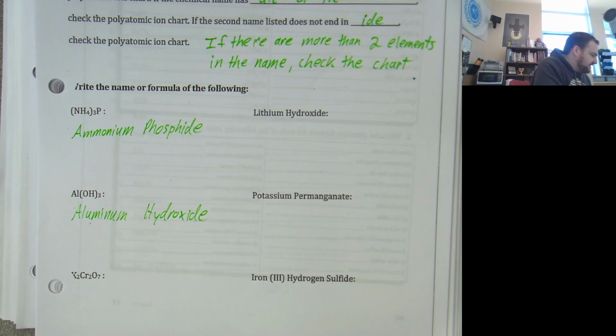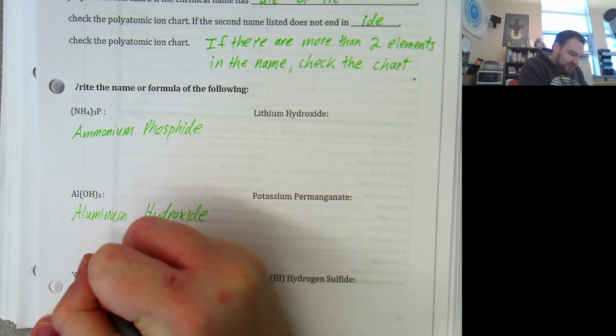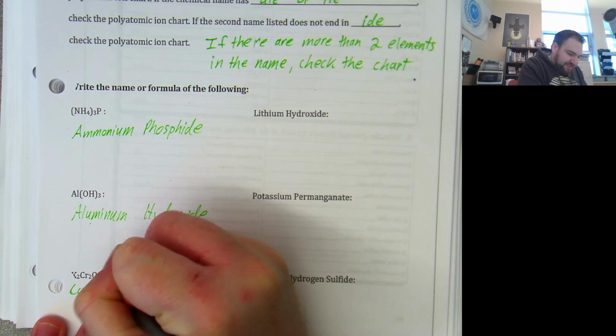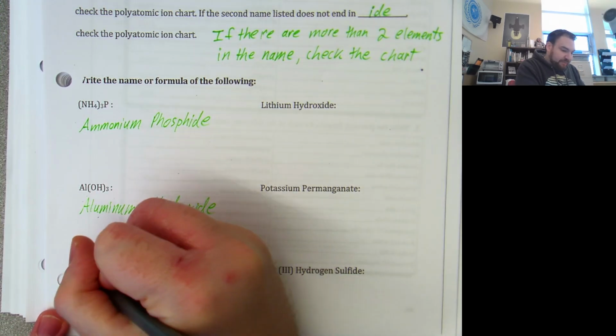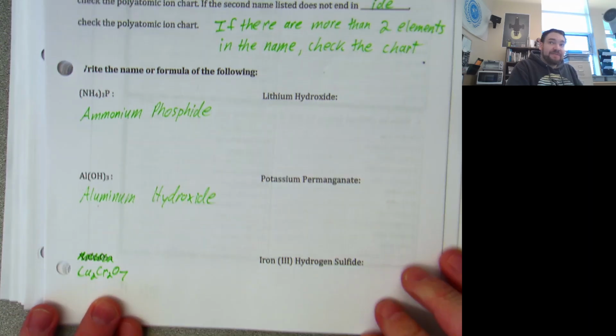I'm going to change this next one here. Instead of that, we're going to do this one. I'm going to go Cu2Cr2O7. We're going to change this one to demonstrate something that we haven't seen before.